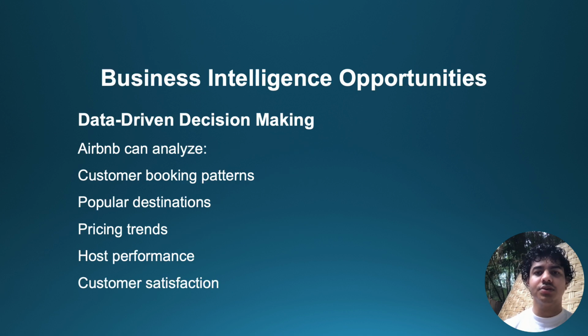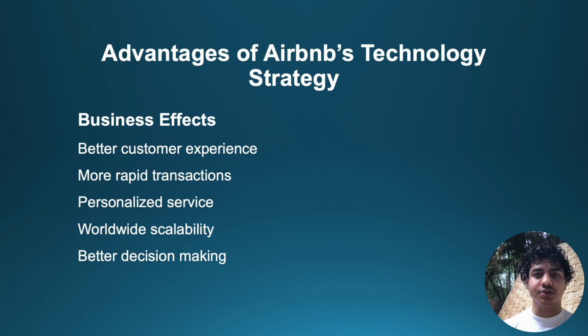With so many people using the platform, Airbnb ends up sitting on a ton of data. Business intelligence is basically how they turn all the raw data into something useful. So, for example, they can figure out which destinations are trending, guess what a customer might want next, suggest listings, and even help hosts price their places better. That's a pretty big competitive advantage in the travel industry.